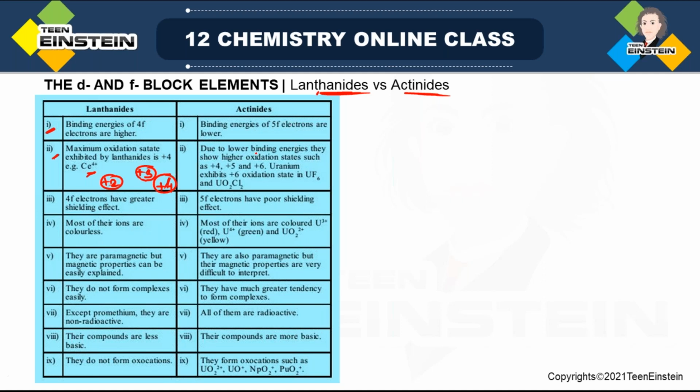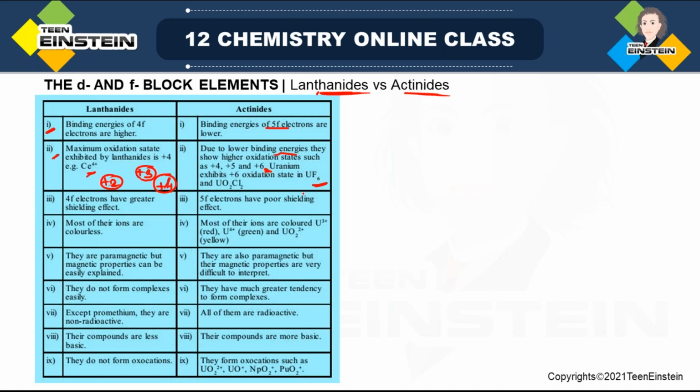And in case of actinides, because of lower binding energies, see, in the first one we have already mentioned binding energies compared to 4f, it is lower. Because of this lower binding energy, they will be able to show oxidation states such as +4, +5, even +6, and +7 also possible, right? So for example, uranium can show +6 oxidation state in this compound. See, one example is UF6, where 6 fluoride ions are present.